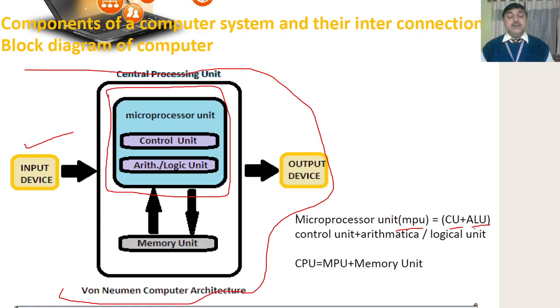But we must have these two particular sections. When we have these two sections, there should be another part. What is that other part? The other part is your memory unit. This is the memory section, where the data and information are stored.